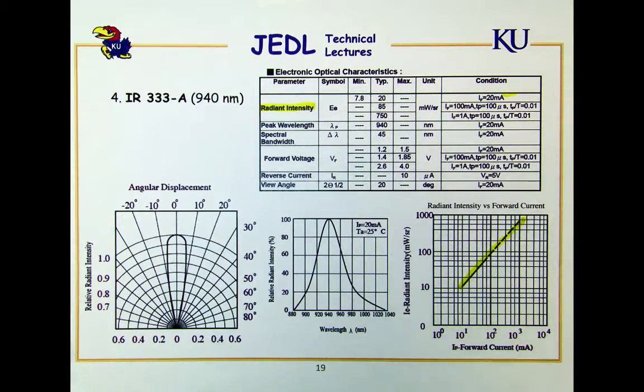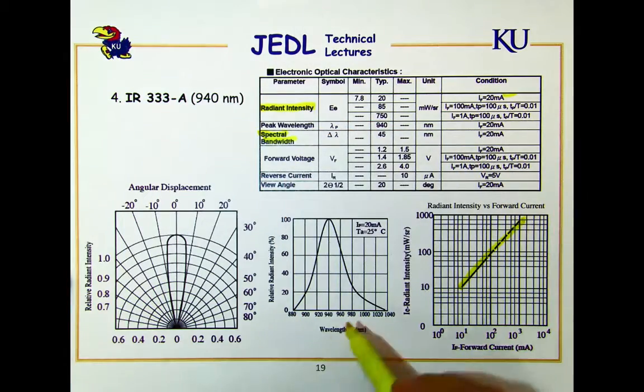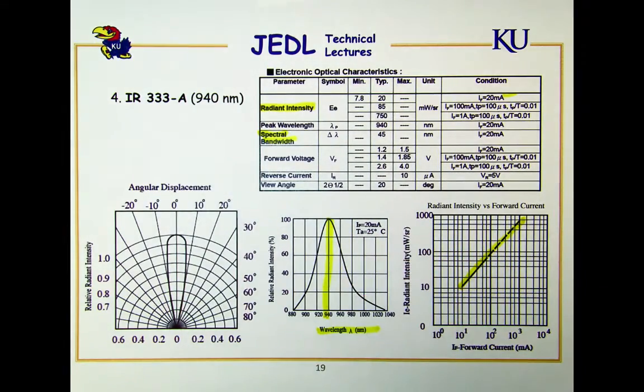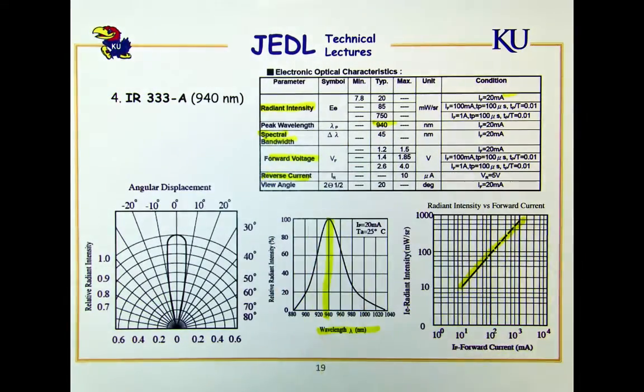There are some things that are probably less important to you. Spectral bandwidth, don't really care about that too much. Here is another plot of that. Basically, it indicates that this is a 940 nanometer device. That's important, of course. The peak, so that's shown there. There's the operating ranges that you want to use it in, forward voltage and reverse current, and that's always important, of course. And then there's the viewing angle.